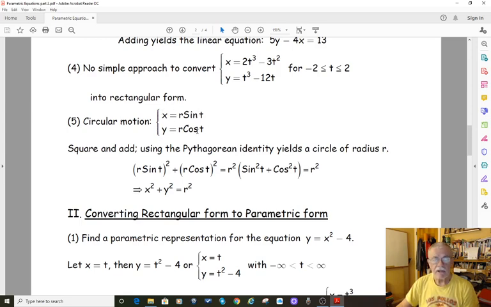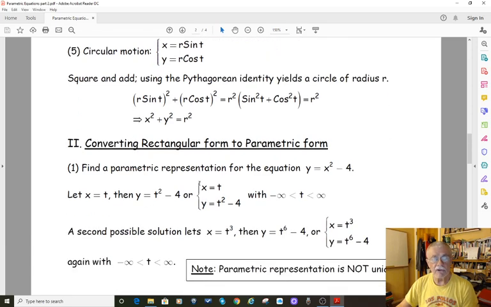So I'm going to get x squared is r squared sine squared t, and y squared is r squared cosine squared t. Take out the r's, and you've got the Pythagorean theorem here, so that's a 1, so that's just r squared. If I add them, I get x squared plus y squared is r squared, which is a circle, center the origin, radius r. Okay. All right.